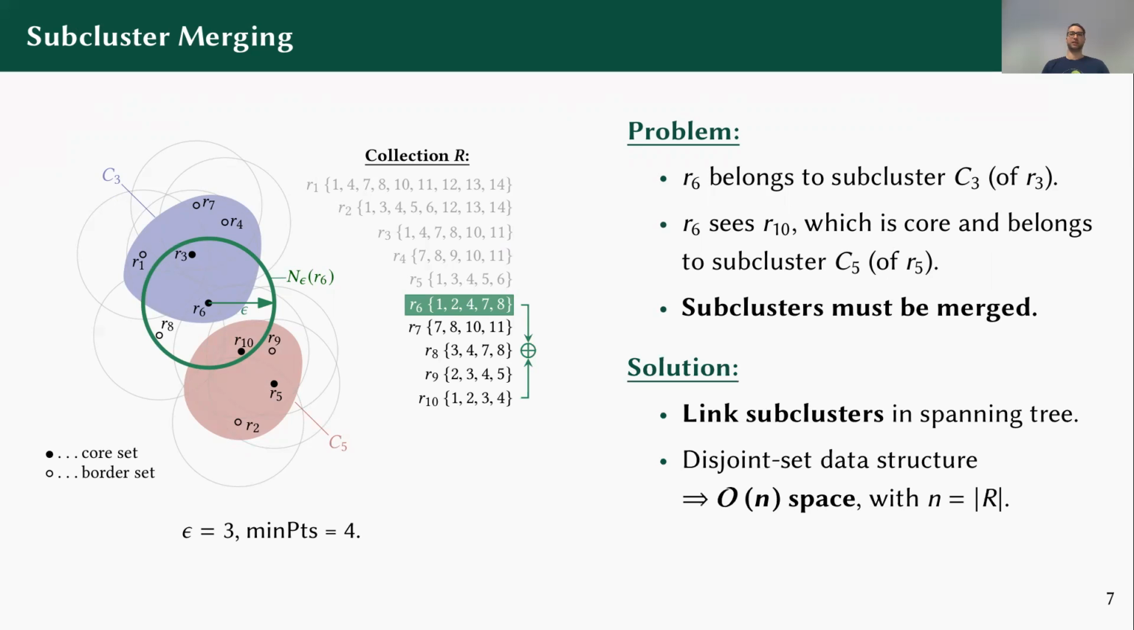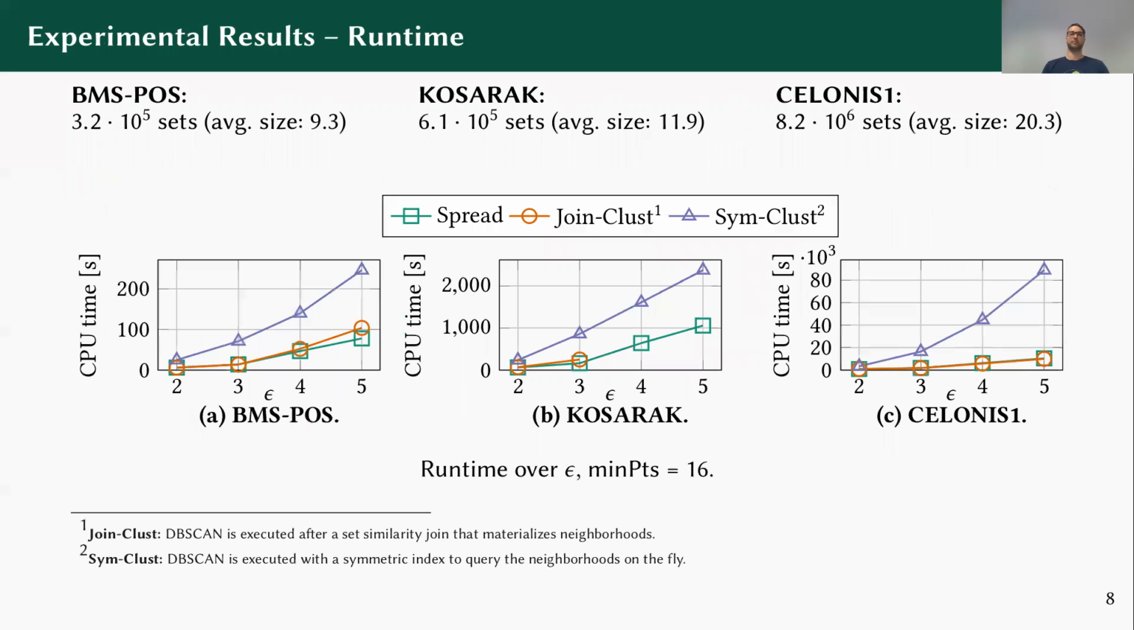Therefore, we maintain a spanning tree of subclusters that must be merged and use a disjoint set data structure to retain linear space. This concludes the algorithmic part of Spread, and we continue with some experimental results.